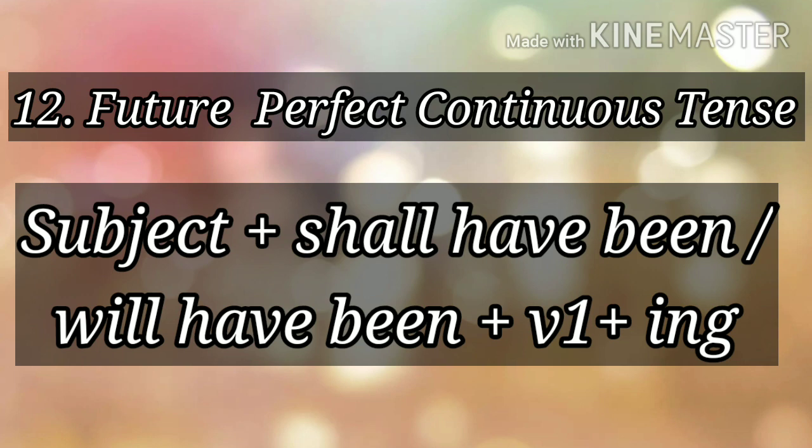We use this tense to indicate an action that starts in the future and continues for some time in the future itself. For example, I shall have been sleeping 7 hours at 7 o'clock tomorrow morning. It means the action of my sleeping starts at 12 midnight and continues up to 7 o'clock in the morning. And that's the end of this topic.